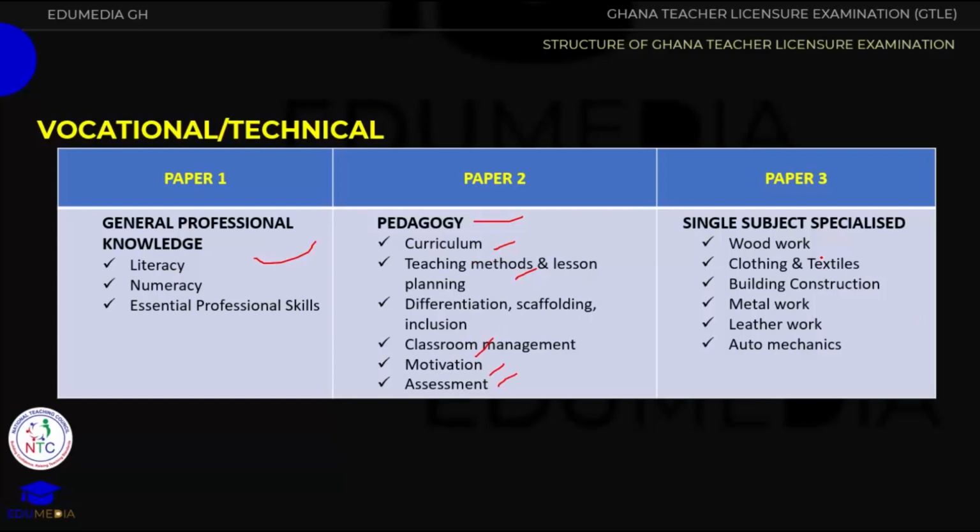Then you will look at your single subject specialized. If you are going to instruct or educate people under woodwork, then you're going to be examined under that area. If you are going to be teaching metal work, then you're going to be examined under that area. So these are the areas that you're going to be examined on. This is for those who are going to teach at the vocational or technical education level.